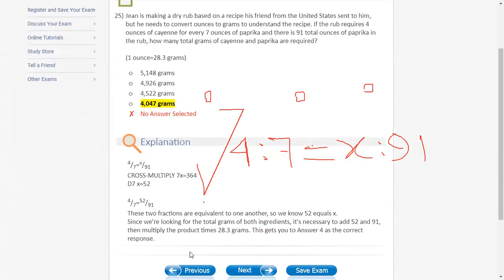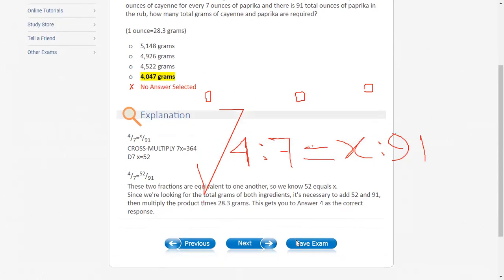These two fractions are equivalent to one another. So we know 52 equals x if we multiply that. Since we are looking for the total grams of both ingredients, it's necessary to add 52 and 91, then multiply the product with the equivalent 28.3. This was the conversion, that 1 ounce is equal to 28.3. That's why he is saying to multiply this. This gets to the answer 4 as the correct answer. Anyhow, you can solve this in your own time also, but this is the way.